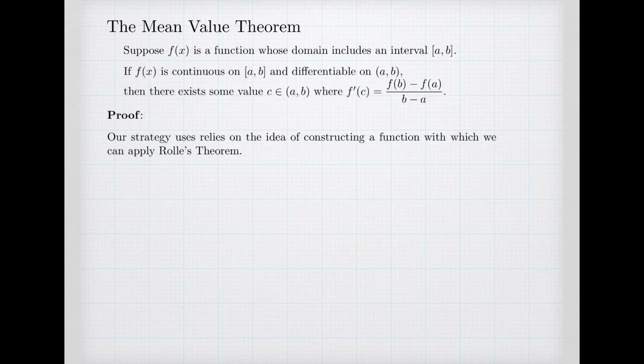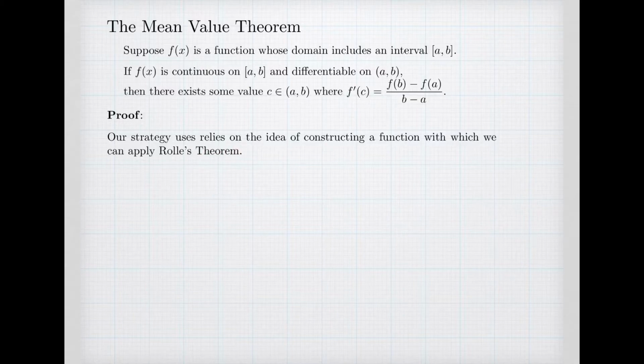That's all it takes. And the theorem concludes that if you know a function is continuous on the closed interval and differentiable on the open interval, then there exists some value c in the interval from a to b where the slope at c, f prime of c, the instantaneous rate, is equal to the average rate of change over the entire interval. So this is the slope between the ends. The proof is fairly straightforward. It relies on the idea of constructing a function for which Rolle's theorem will apply, and then Rolle's theorem will do all the heavy lifting.